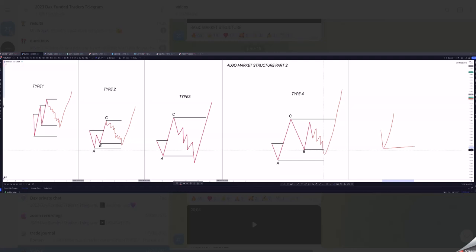type 4, the last type. Where are you, brother? I think I found it here. All right, so I found it. Let me just bring price to this zone here and go to the 4 hour time frame.